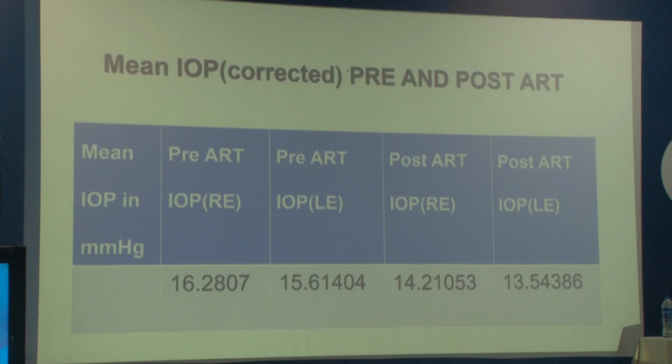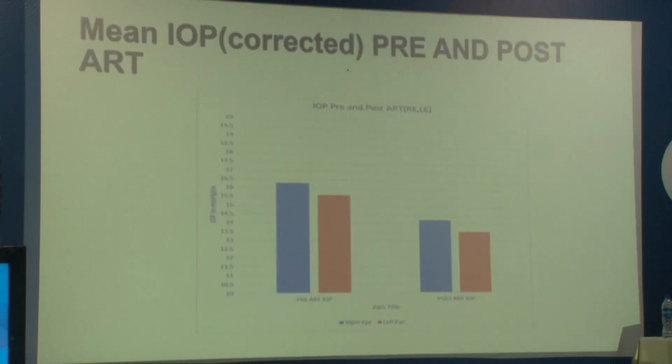This table represents the IOP values before and after ART. Before ART, it was 16.2 and 15.6 in the right and left eye respectively, and after ART, it was 14.2 and 13.5, and this IOP is the corrected IOP. This is the graphical representation of a decremental pattern of IOP after ART.